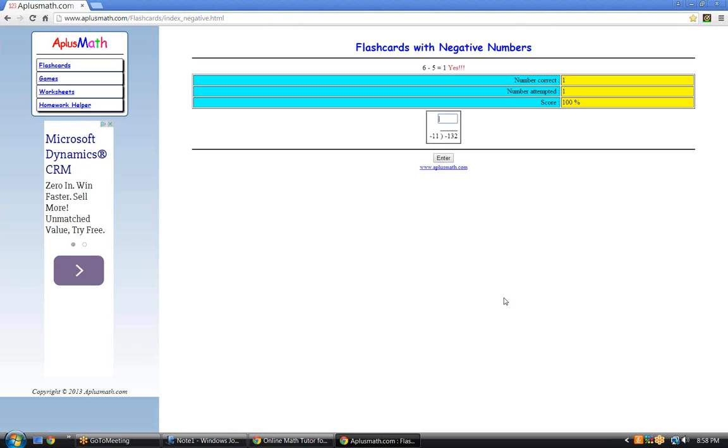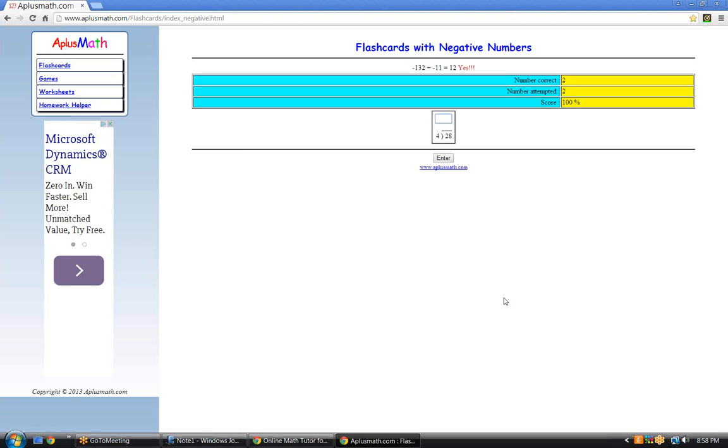Negative 132 divided by negative 11. When you state that, you've got to state it that way. Let's see, 11 times 11 is... I wouldn't expect you to know this. This is 12. Is it plus or minus? Oh, okay. Plus.